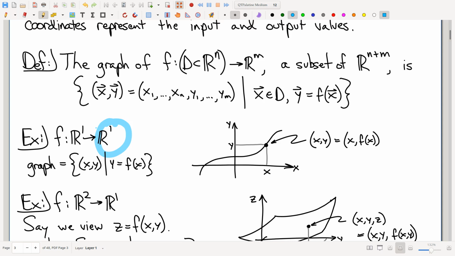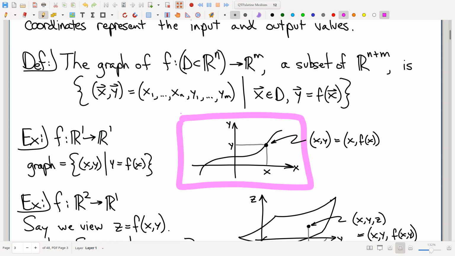One-dimensional domain, one-dimensional target. We are choosing to visualize this function by way of this picture that lives in two dimensions. But that's our creation, right? That is not intrinsic to the function. We're making that up. We're choosing to make this construction because it helps us understand things geometrically, but in reality, it's manufactured. It did not come along with the function.